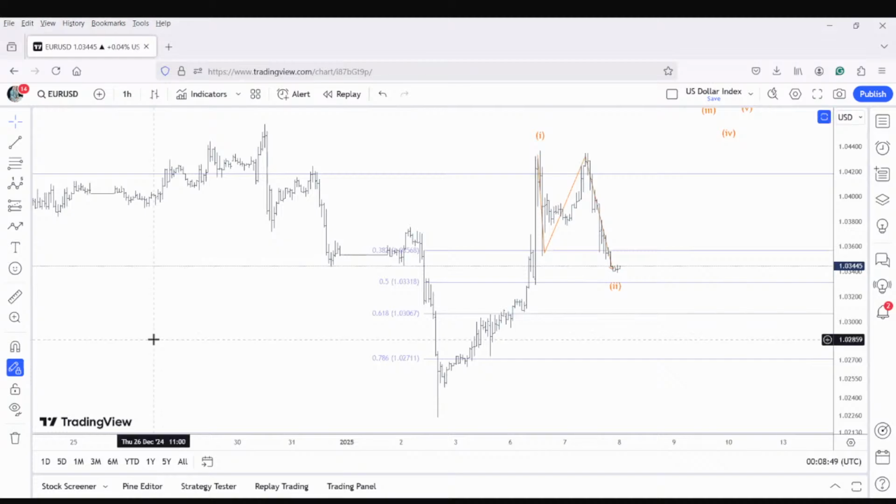This is the kind of confidence and objectivity that the wave theory brings us to be able to trade with confidence. So the trade setup now.